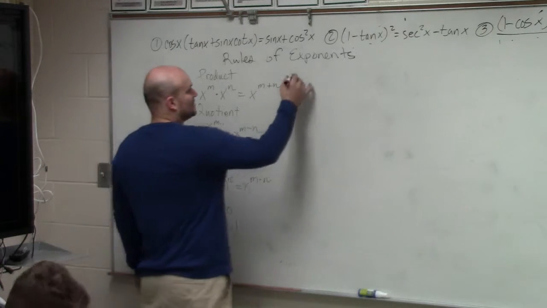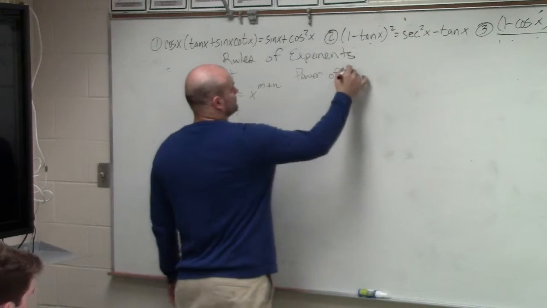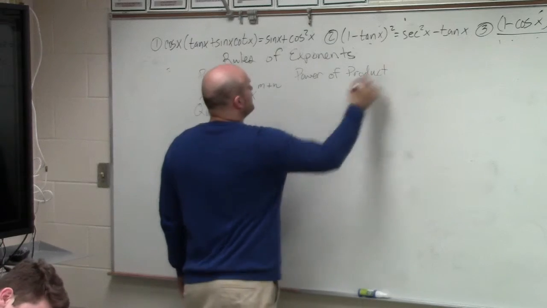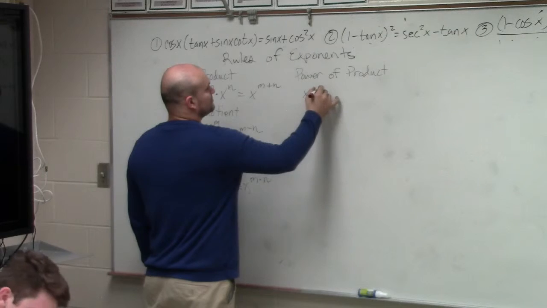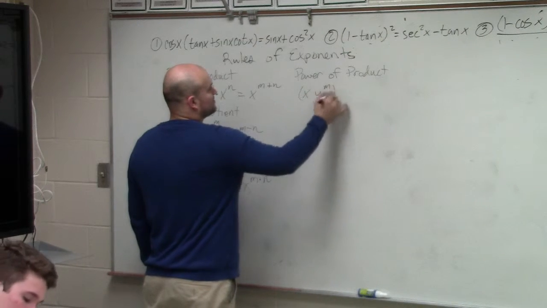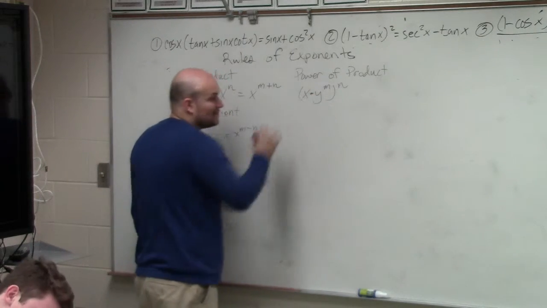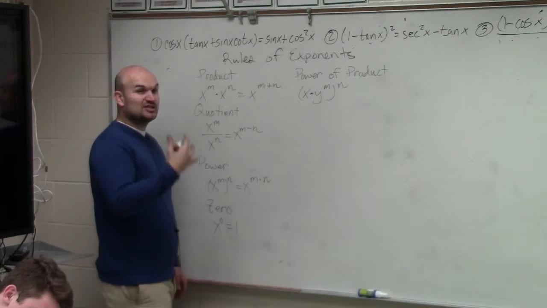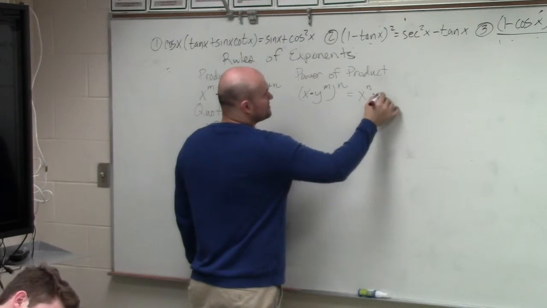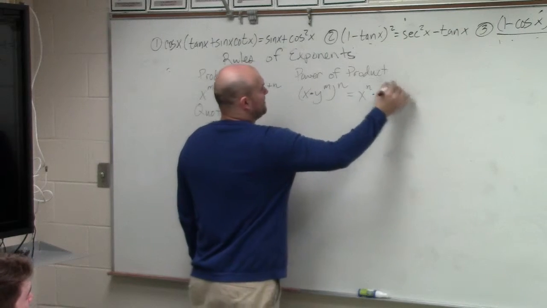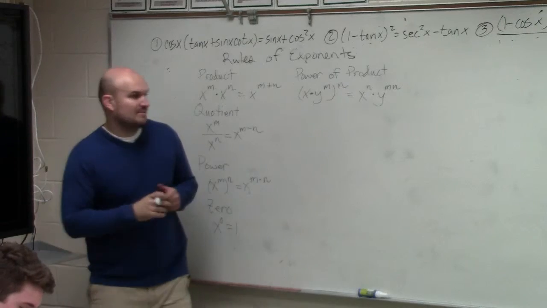So now let's get into the next ones. The power of product rule. The power of product rule states that whenever I have an expression separated by multiplication, do you see how this is separated by multiplication, I distribute my exponent, or my power, to both of my terms, or all of my terms, really. It doesn't matter how many terms there are.